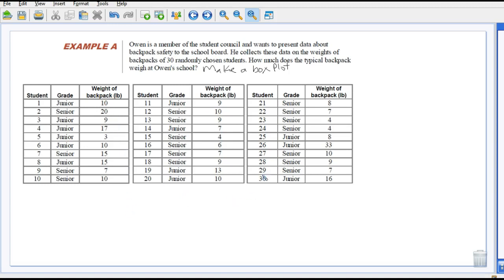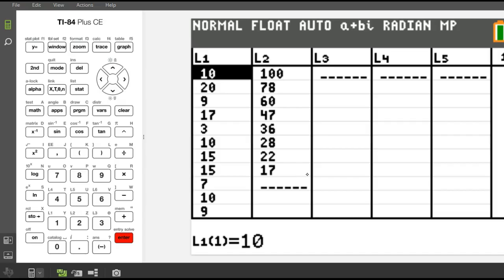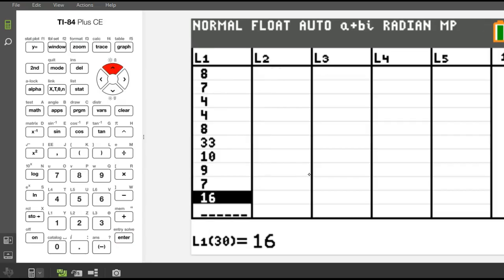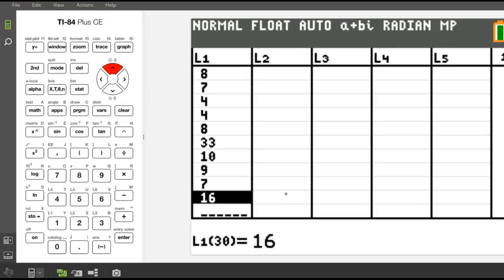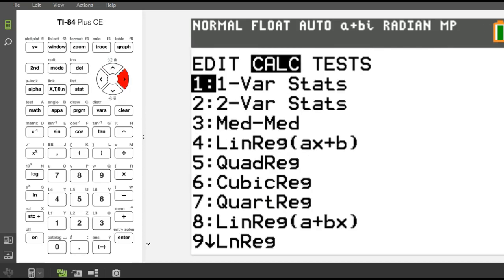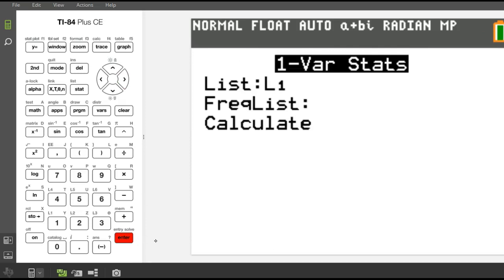So I went through and I checked, do I have 30 total data entry points? If I go back here, here is my 30th one, so that means I probably didn't enter extra stuff by accident, and I didn't forget one or anything like that. So I have all of my data already in my stat. What I want to do next is go to stat, over to calc, and hit enter. We want list 1, frequency list, and calculate.